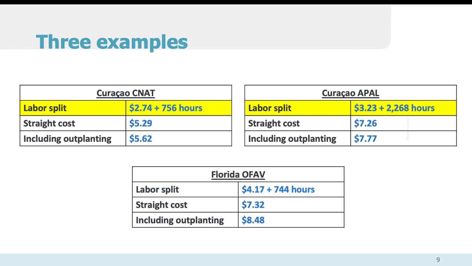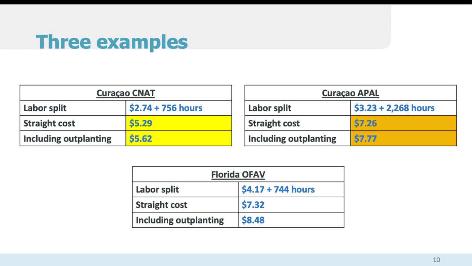Looking between branching and brain coral work, the number of hours is significantly higher, and that is because it's far more difficult to predict with accuracy exactly when these branching corals are going to spawn. So you have to budget and plan for a lot more nights in the water, and that increases your labor hours significantly. You see that represented in that straight cost, but you also see an increase, it's 33 cents for outplanting with the brain.